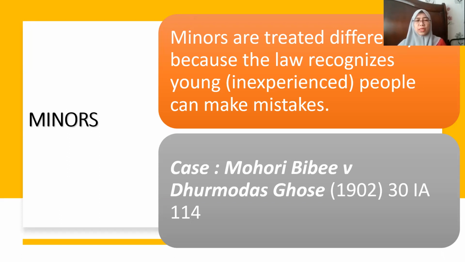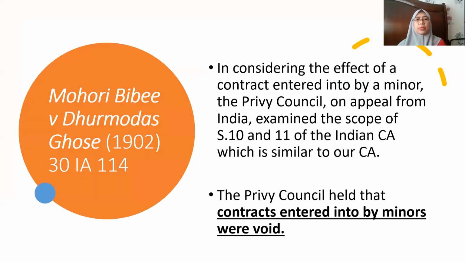Okay, the first case for today, the leading case, is Mohori Bibi v Dharmodas Ghose. A very old case, but a classic landmark case from 1903. This is a case from India, but decided by the Privy Council, so it is applicable in Malaysia. The full citation is 30 IA (Indian Appeal) 114, where 114 is the page number. This is the ratio which is relevant for our discussion here.